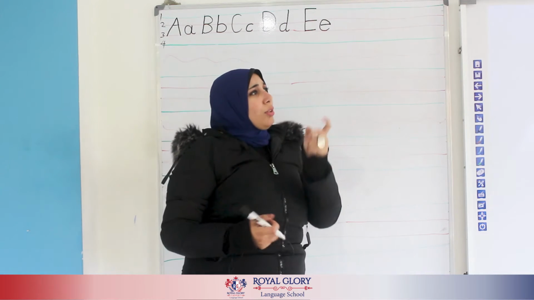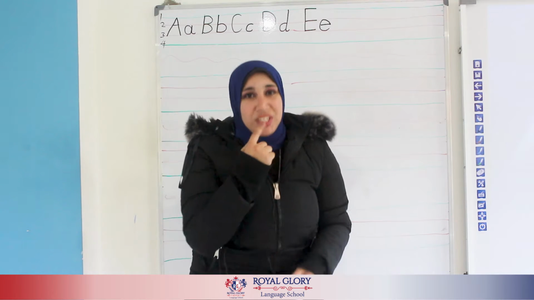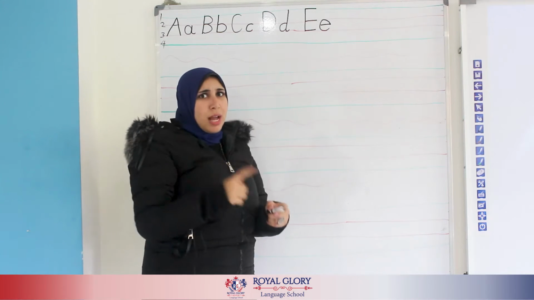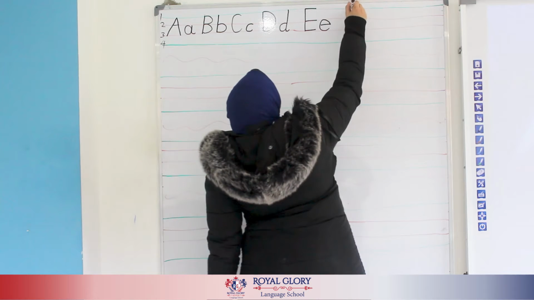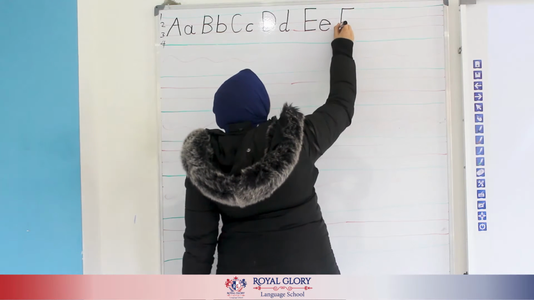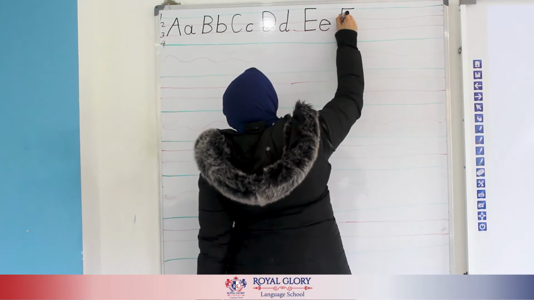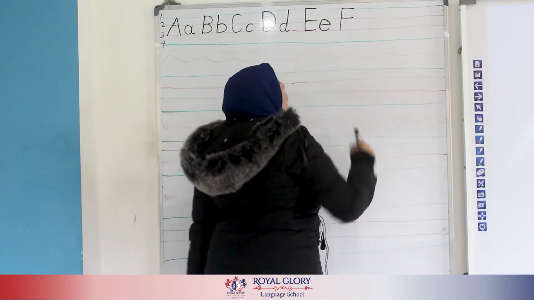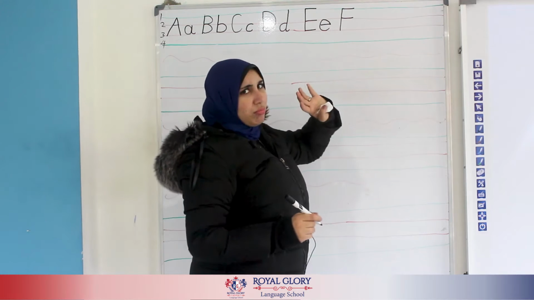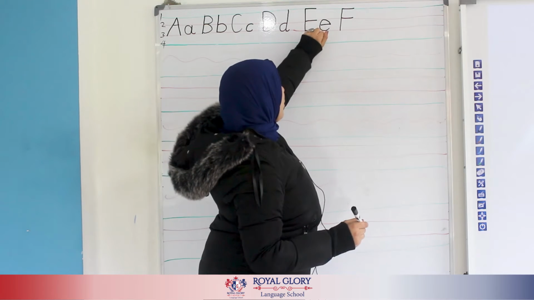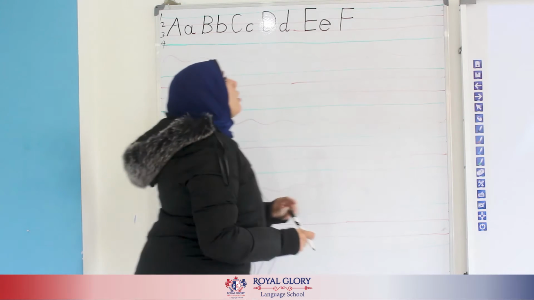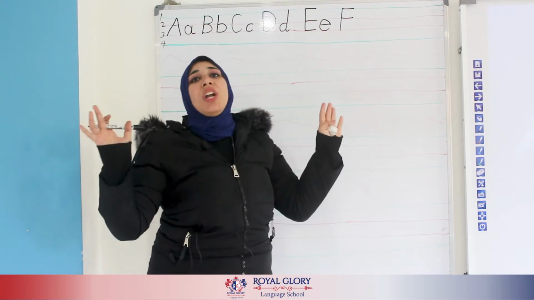After E, F, okay? Sound of F, okay? How can I write sound F? On line number 1, make a sleepy line and a standing line down, down, down, and make a sleepy line again on line number 2. Like E, F is like E, but I hide this line, okay? Okay, this is the upper case of letter F.